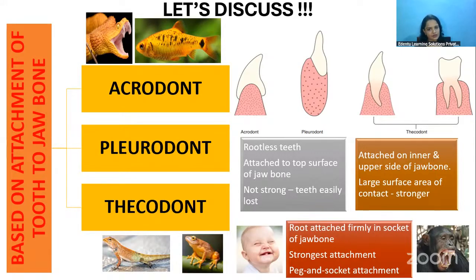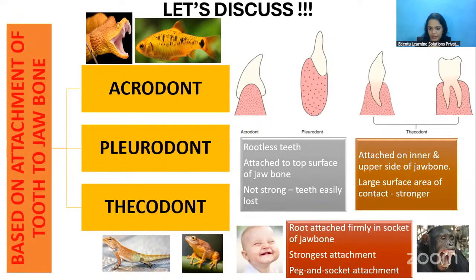Okay, so they can ask questions like this also, like which of the following is called rootless teeth. Remember, it is acrodont. Then next there is something called pleurodont. In pleurodont, that is also teeth without any socket, but here the tooth is attached on the inner and upper side of the jawbone.